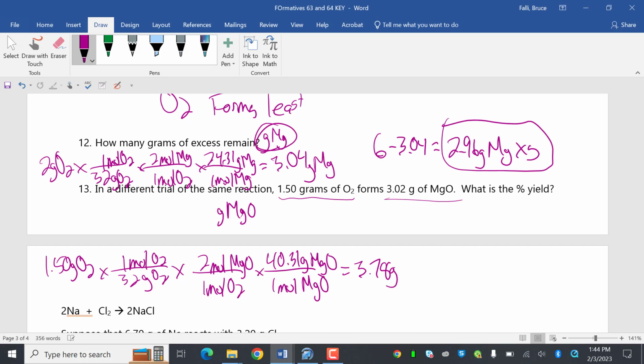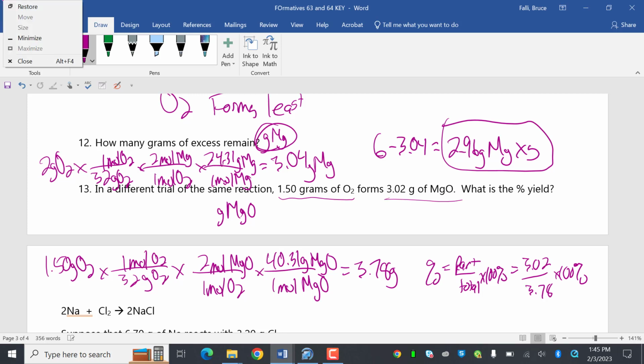That's expected. So what I get for my percent yield is part over total times 100%, which is 3.02 over 3.78 times 100%, which is 3.02 divided by the second answer, 79.9%.